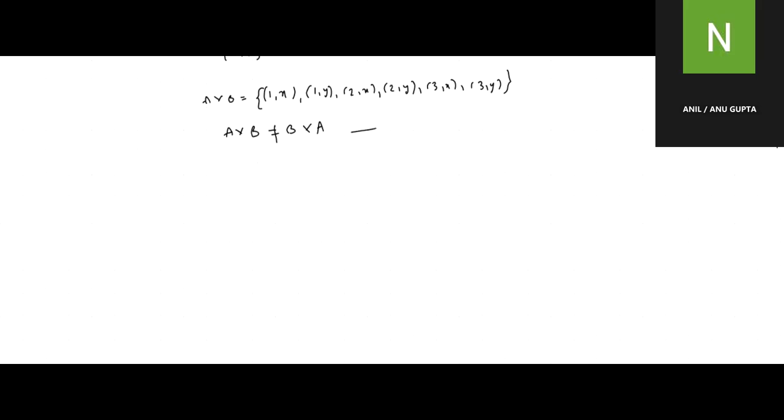Next, number of subsets in A cross B. Number of elements in A into number of elements in B. Basically, how many subsets will you have in A cross B? Subsets are 2 power 6. Correct. Basically, 2 power number of elements in A into number of elements in B. Example, set A has m elements, set B has n elements. Then the number of subsets formula is 2 power mn.